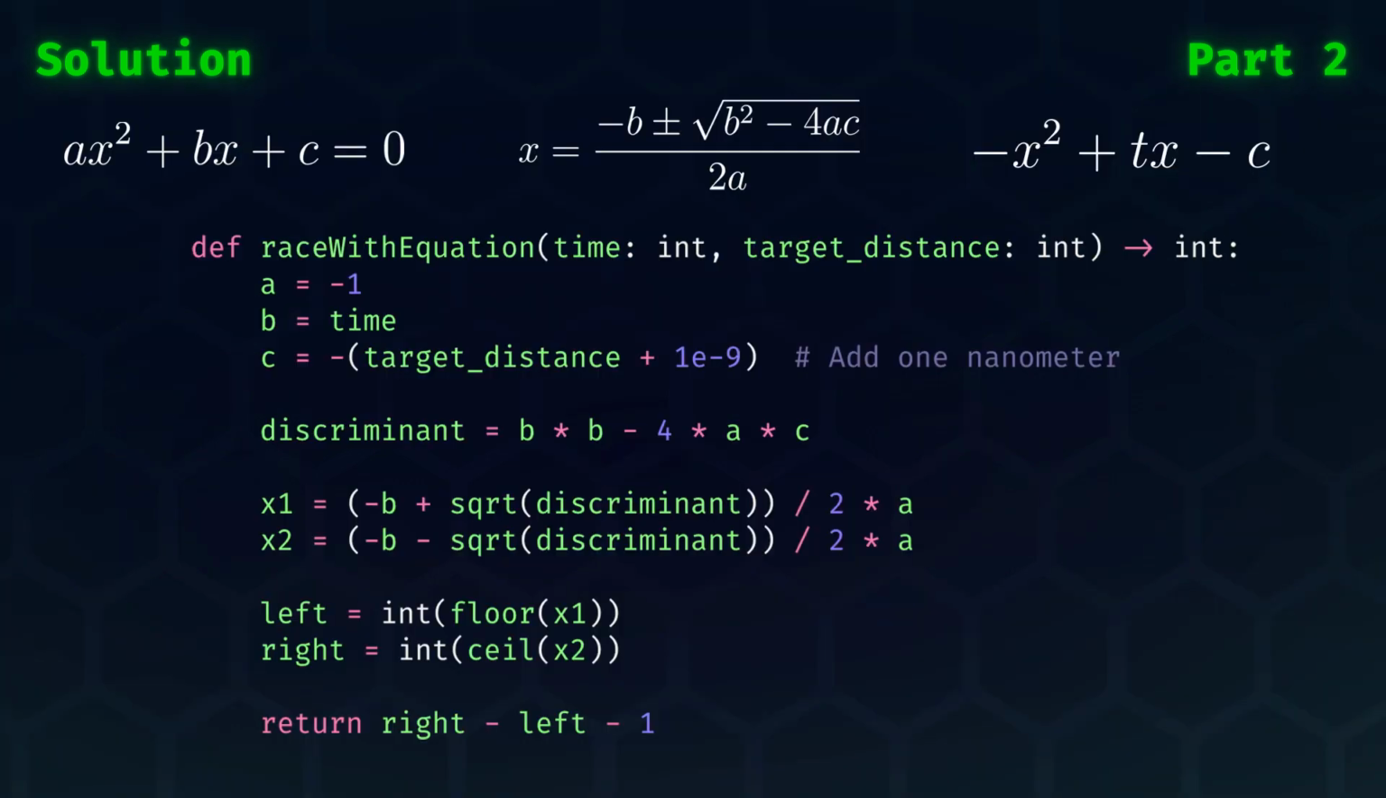And finally, last but not least, here is the code to apply the equation that we just discussed. Note that we return right minus left minus 1. The reason why I'll leave up to you as a small exercise. Feel free to comment the rationale below.